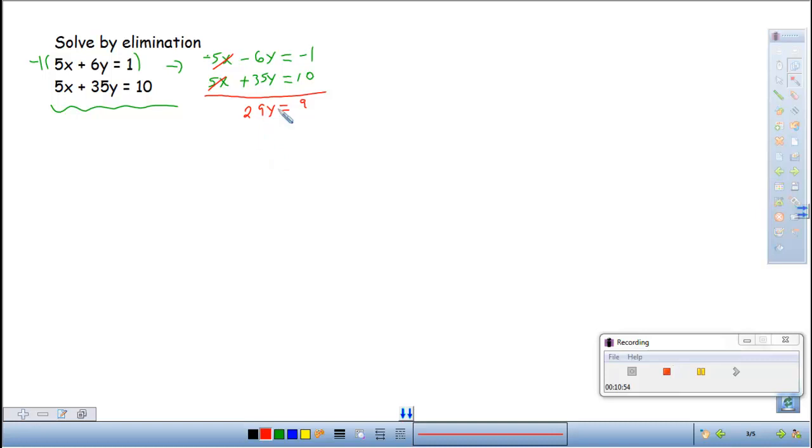Okay, again, now we have that one variable that we can solve for. So I can divide both sides by 29, and I know that y is 9/29. Sorry. Okay. Again, we're trying to find that point of intersection. So now that we know what y is, we can take this 9/29 and use either one of our equations to find out what x is. So I want to find x now.